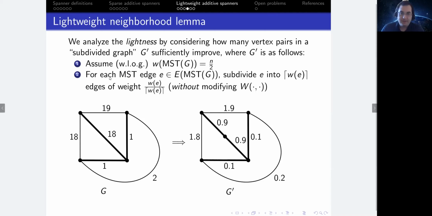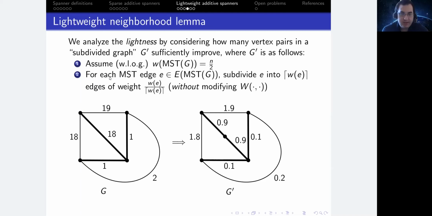The first step is more of a convenient step. We'll assume that the MST has weights, say n or n over 2, just by scaling the edges linearly. Note that this does change the max edge weight, but whether a graph is a valid spanner does not depend on how we scale the edge weights. So we can assume without loss of generality that the minimum spanning tree has weights, say n over 2. The second step is more important.